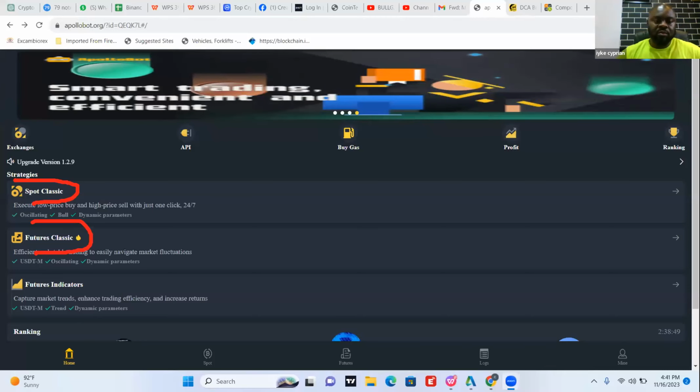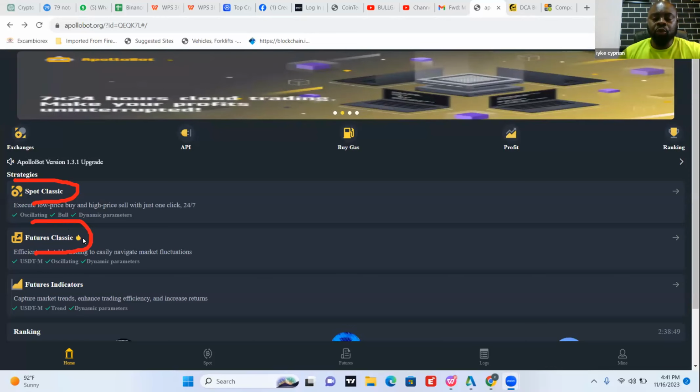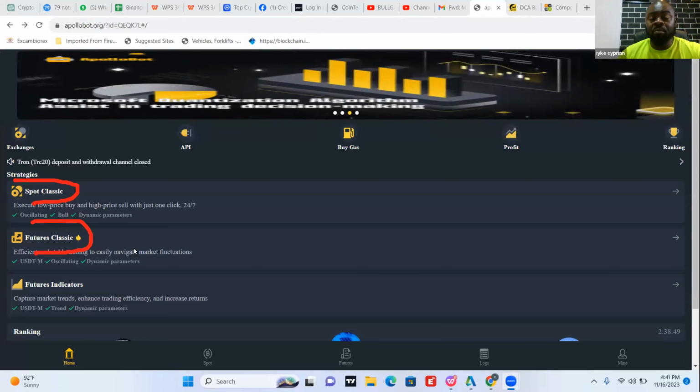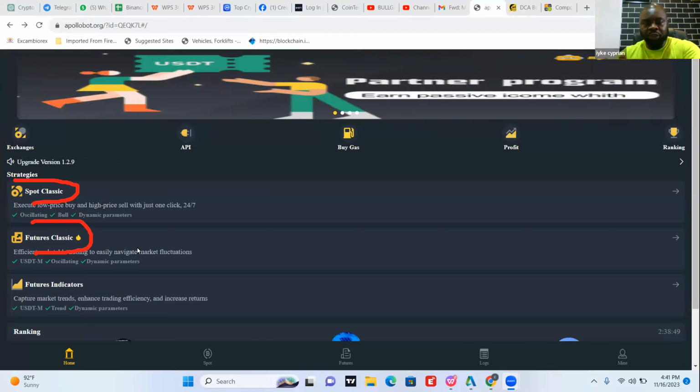Okay. All right. So it's called two-in-one bot for a reason, because we have the sports classic and we have the futures classic. So these two sectors are quite wonderful. If you want to make money in the cryptocurrency markets, all you need is the ApolloBot installed on your phone, because we have the sports and we also have the futures. So let me quickly run through the robot and how it works.